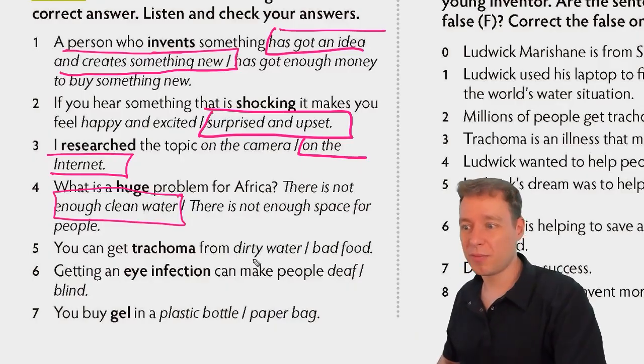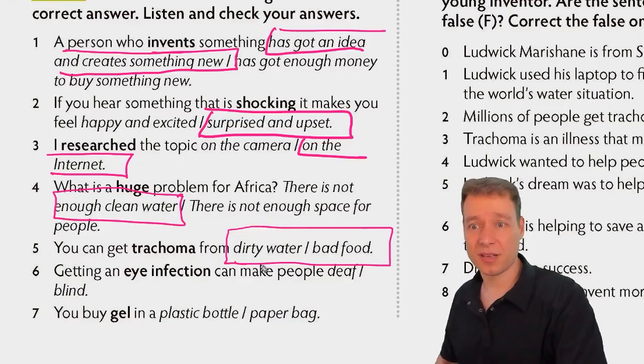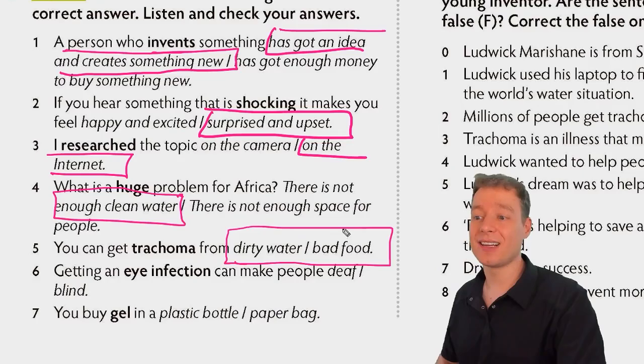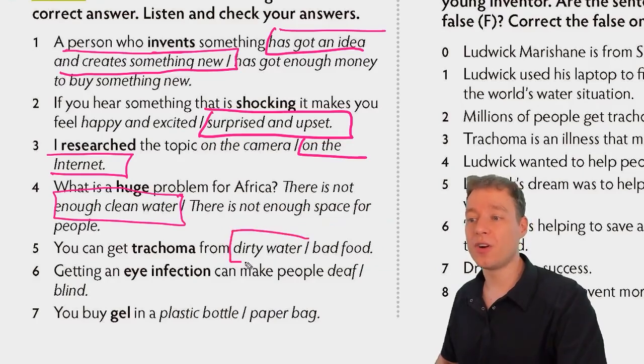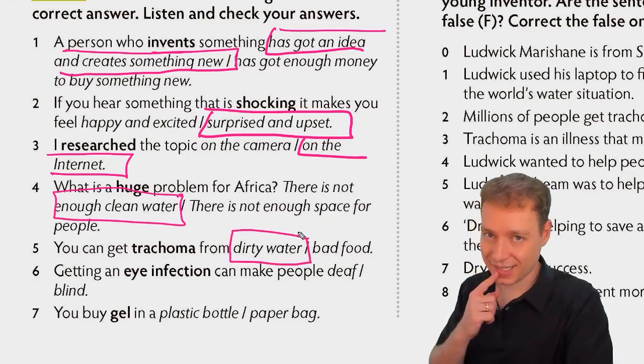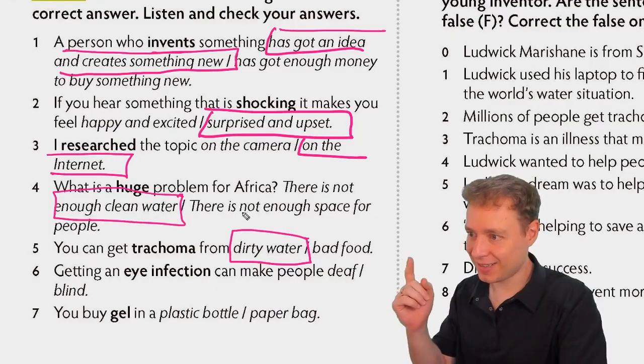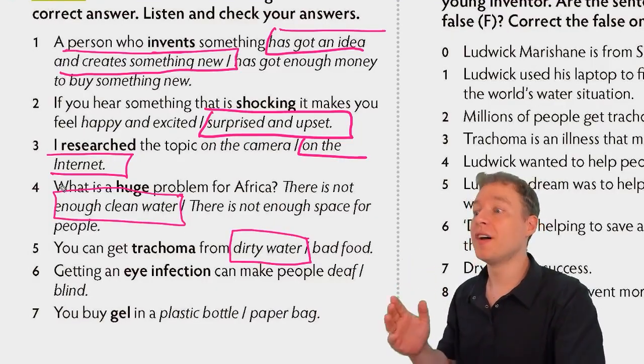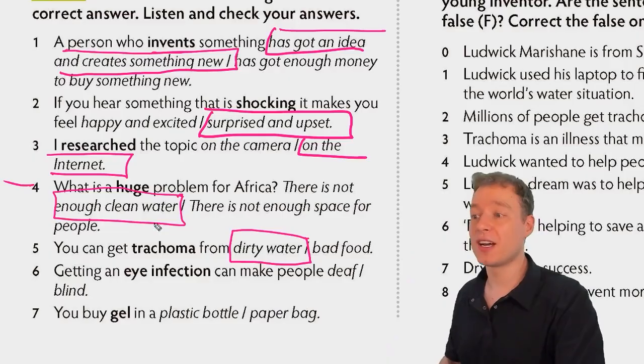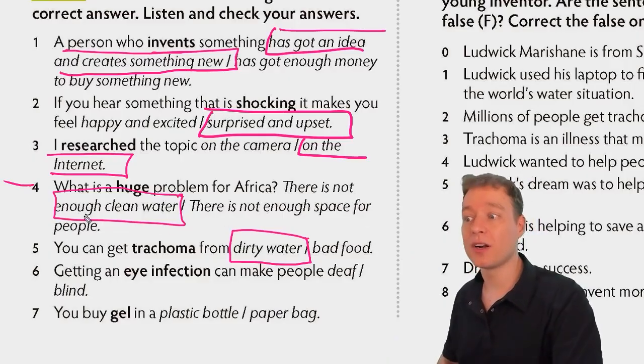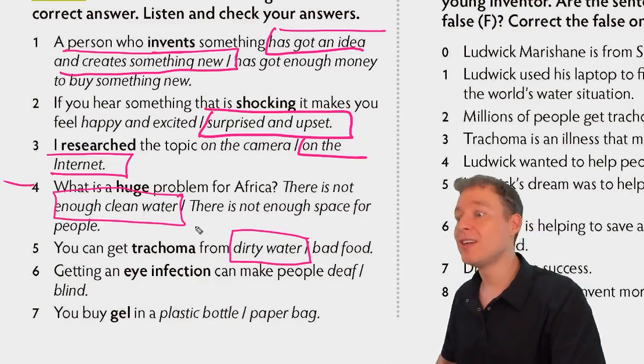So can you get it from dirty water or bad food? 其实 probably both. 两个都可以呢。我觉得很可能是两个。But I think the answer is dirty water. Do you know why? Because 他们刚才提到了 dirty water. The question number 4 was talking about there is not enough clean water. 没有足够干净的水. So you can probably get trachoma from dirty water.